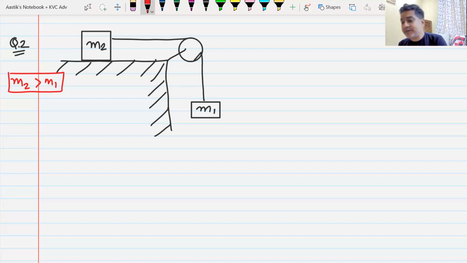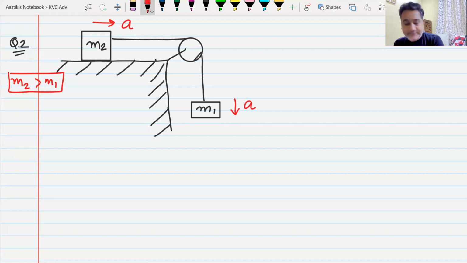There's only one thing that can happen, and that thing is, this block will go down with an acceleration a. This block will come here with an acceleration a. Do we understand this? Yes, sir. There's only one thing that is possible. It has to move down. There is no friction. There is nothing to stop it from going down. So now I ask you, what is the tension in the string? And what is the acceleration of the two blocks? And that is the answer you are going to give me.